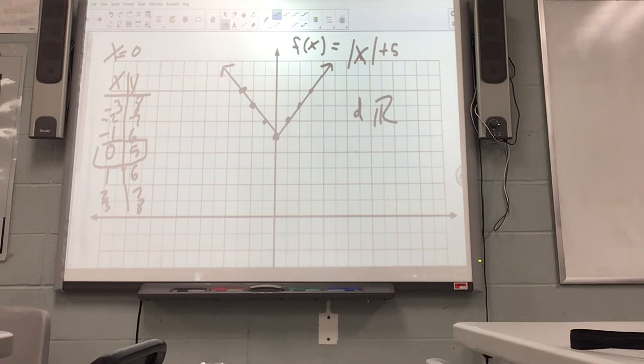Okay? Now, the range is not going to be greater than or equal to 0 this time, because it's not sitting on 0. What's it sitting on? 5. So it's going to be greater than or equal to 5.